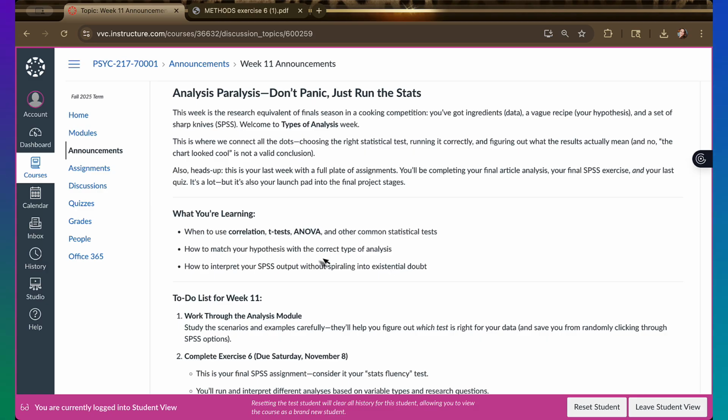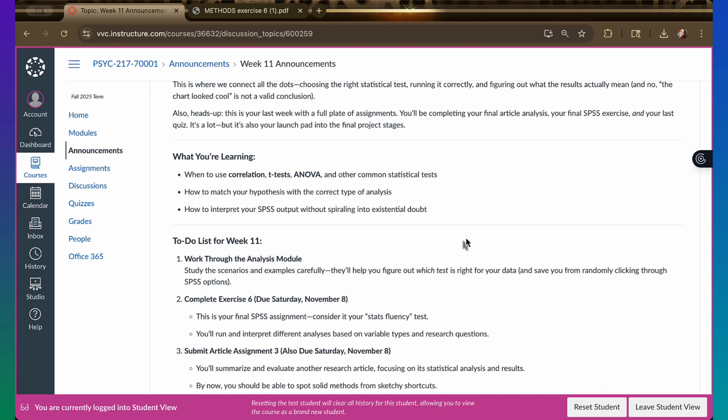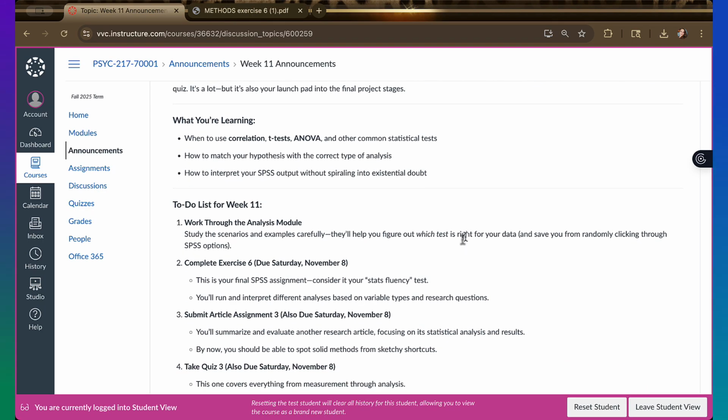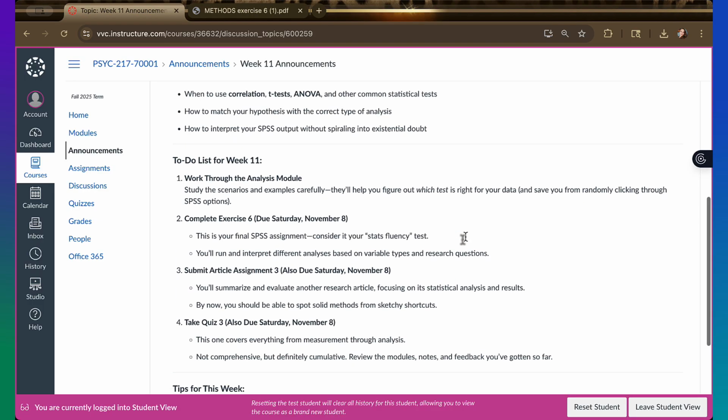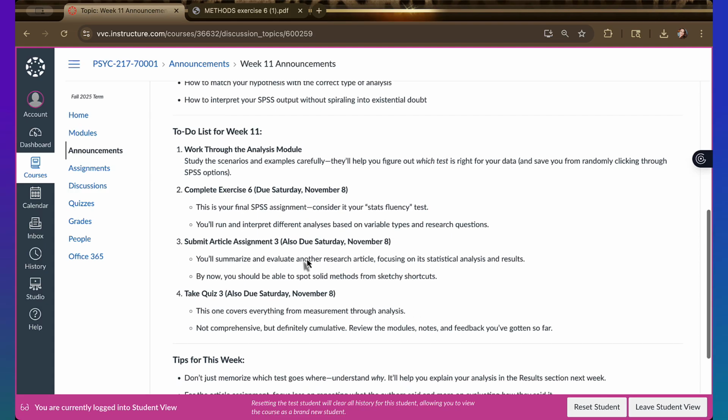Okay, so we're going to be talking about correlation, t-test, ANOVA, other common statistical tests, and how to do your SPSS. We're going to learn how to do a chi-square test. Okay, so work carefully through the analysis module, study the scenarios, the examples. This is going to help you figure out which tests you need to use for the data that you're collecting from your survey. So that's going to be exercise 6, the chi-square test.